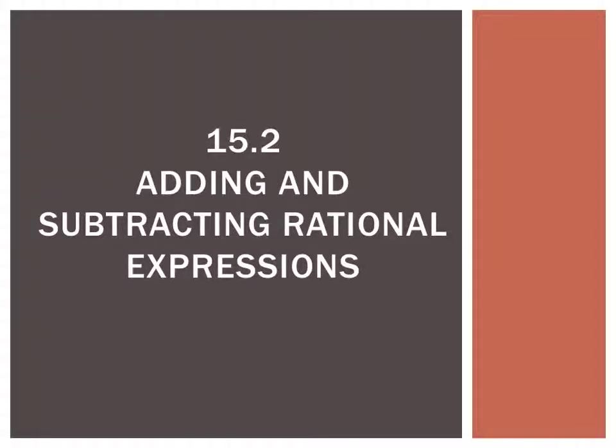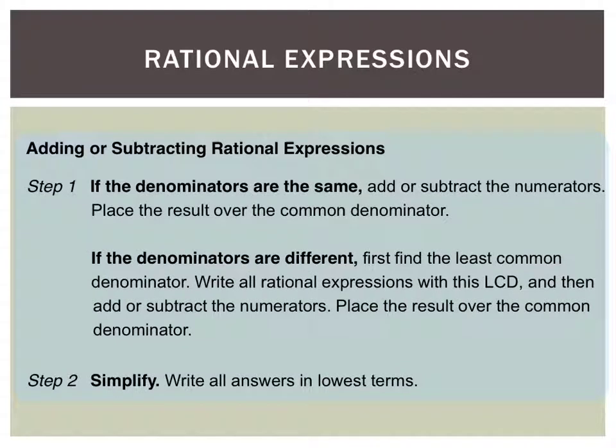15.2, Adding and Subtracting Rational Expressions. There are two steps that we're going to follow for adding and subtracting rational expressions. Step 1, if the denominators are the same, add or subtract the numerators, and then place that result over the common denominator. If the denominators are different, first find the least common denominator, and then write all rational expressions with the LCD, then add or subtract the numerators, and place that result over the common denominator.